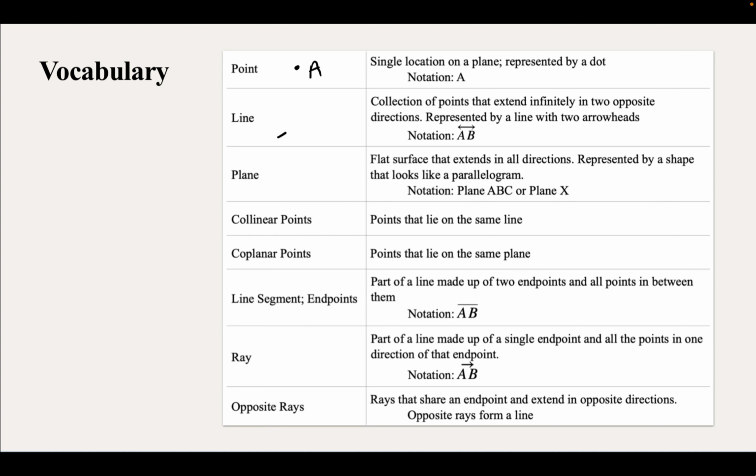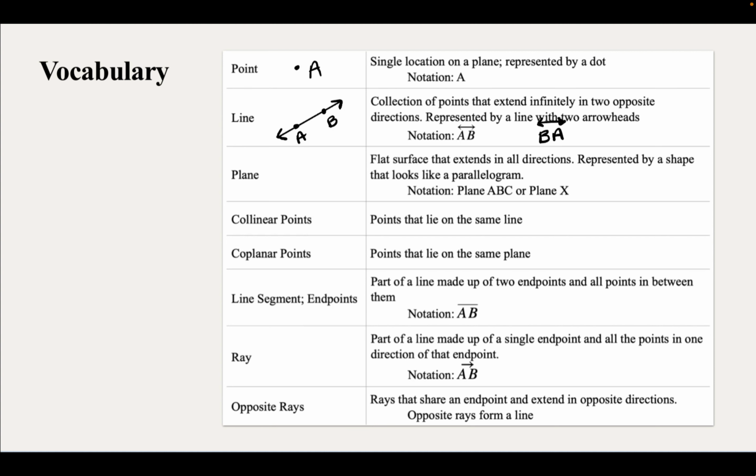Next one is a line. We represent this by a straight line with arrows. This is a collection of points that extends infinitely in opposite directions. Lines technically have an infinite number of points, but to name them, we only need 2. So you can choose any 2 points on the line. You would write those 2 points, remember, in capital letters, and then use the line notation right above it. For lines, you can go in either order, so I could write this as AB with that notation, or I can write it as BA.